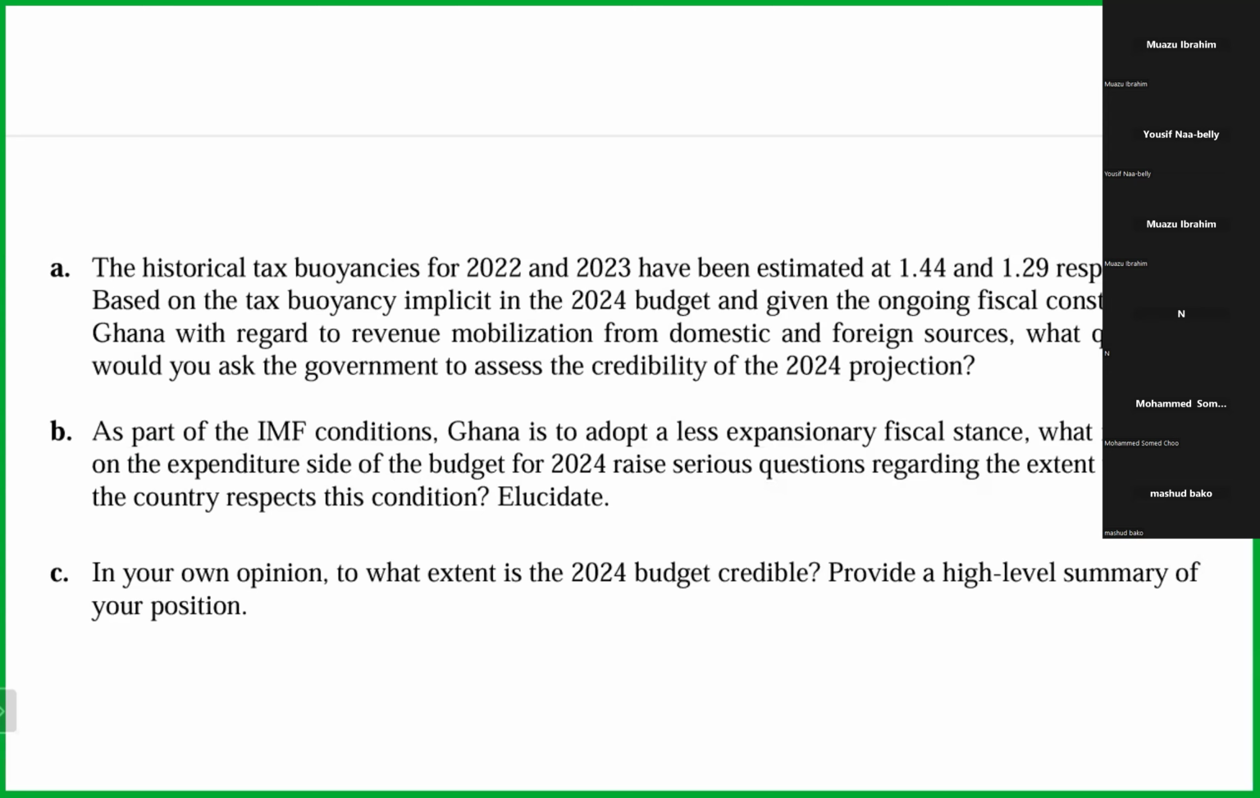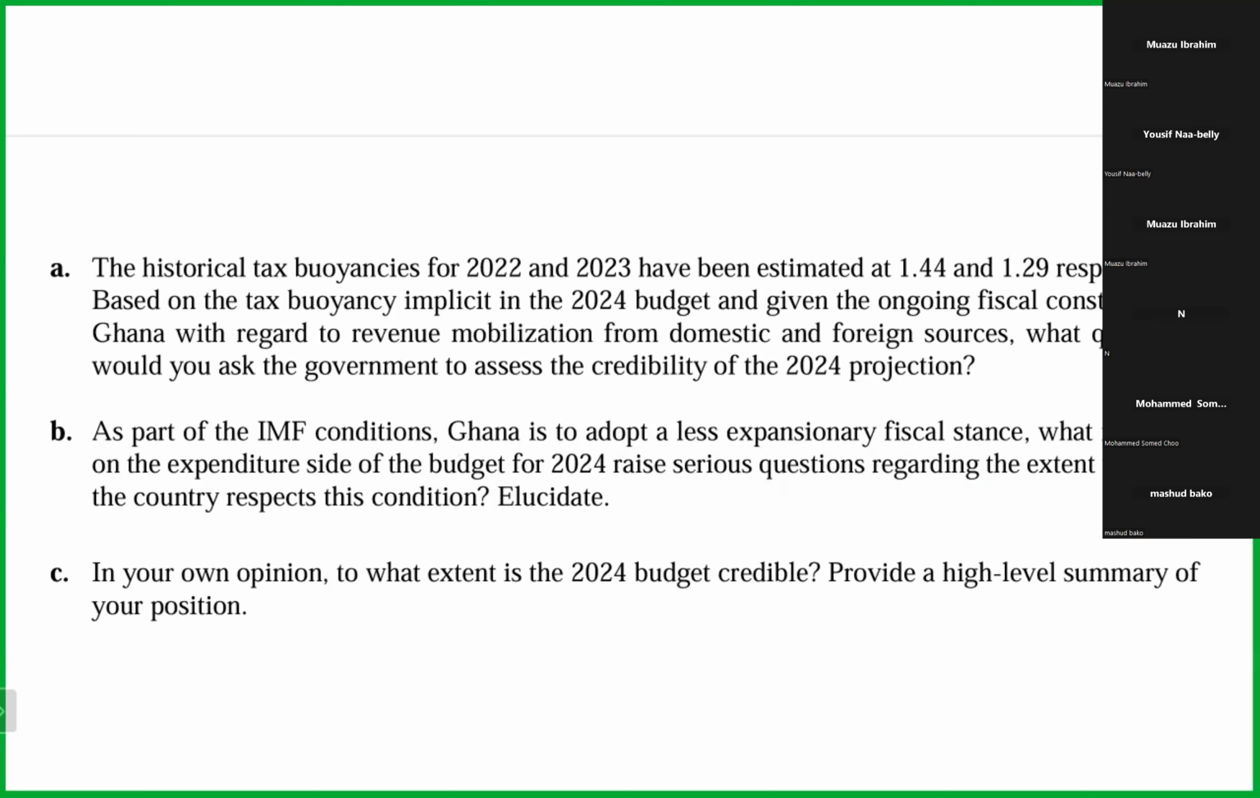It is telling Ghana to adopt a less expansionary fiscal stance. By telling you to adopt a less expansionary fiscal stance, it means you should reduce your expenditure. Remember, I said fiscal stance or fiscal policy is looking at what? Revenue side and expenditure side. So here, by being less expansionary, it means that you shouldn't expand your expenditure.